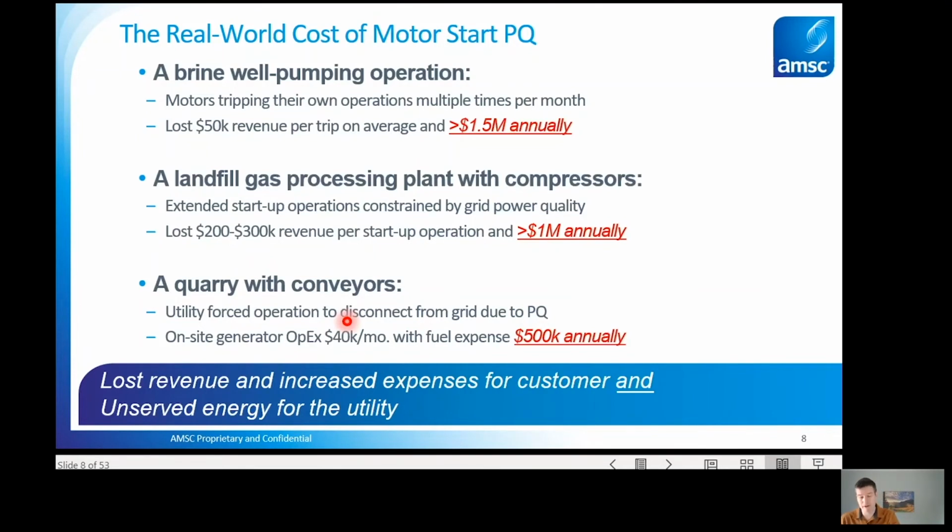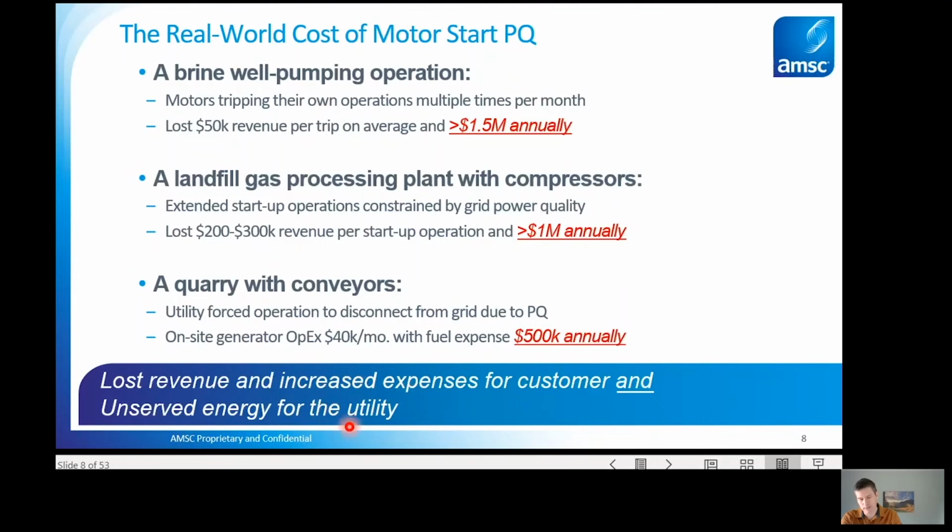And about $500,000 of annual expenses to run that genset and then be able to run that motor without causing those disruptions. So very expensive. This can be a very expensive problem, both causing lost revenue as well as increased operating expenses. And then another key point here is it's not just the industrial customer in a lot of these cases.